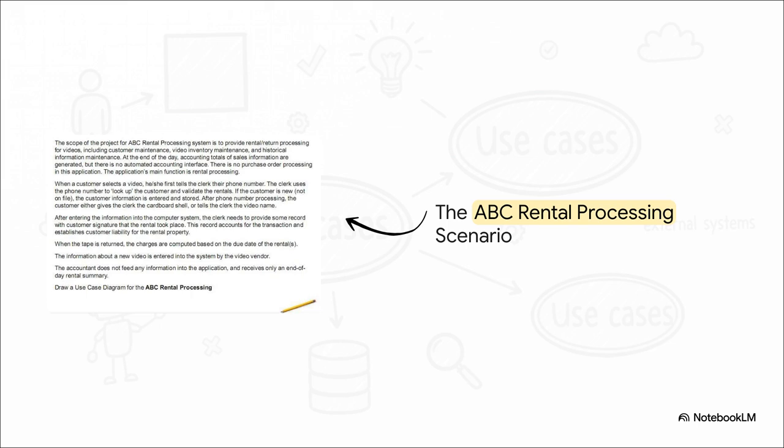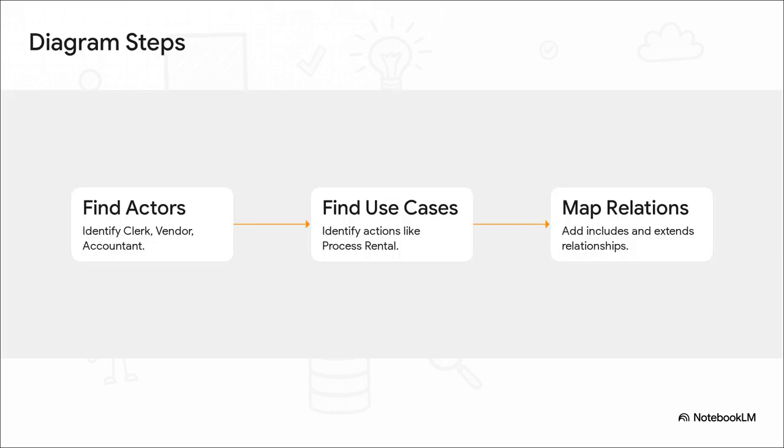So let's organize it. Here's our mental process to extract the data we need. Step 1. Find the actors. Who is interacting with the system? Well, from that description, we have the clerk, the video vendor, and the accountant. Step 2. Find the use cases. What are they actually doing? They process rentals, process returns, look up customers, maintain video info, and get reports. Step 3. Map the relationships. Where do we need those tricky includes or extends arrows?